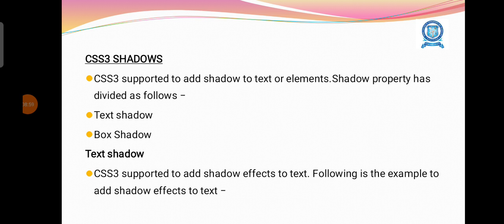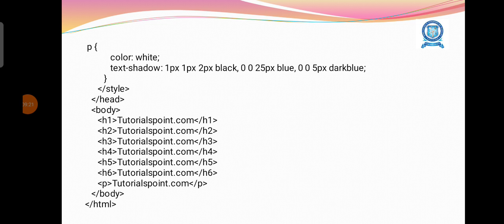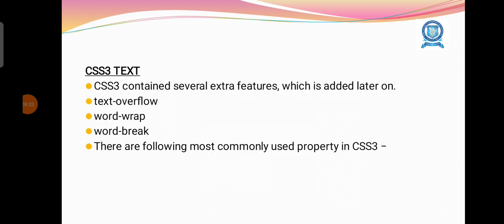Then shadows, we can apply shadows to our text. Two kinds of shadows are available: text shadow and box shadow. Text shadow lets us add shadow effects to our text. Here is an example. We have applied the text shadow attribute and mentioned the particular value, so that we can get the output like this. Here the output shows the possible shadow options that we can apply to the text in our web page.